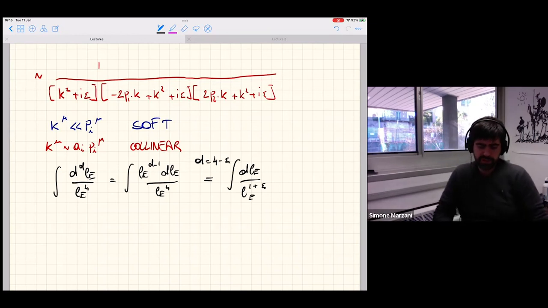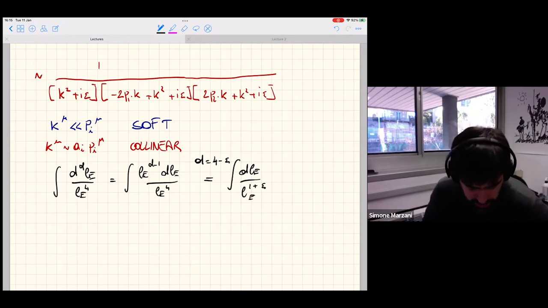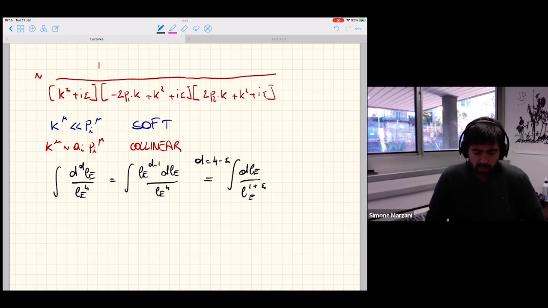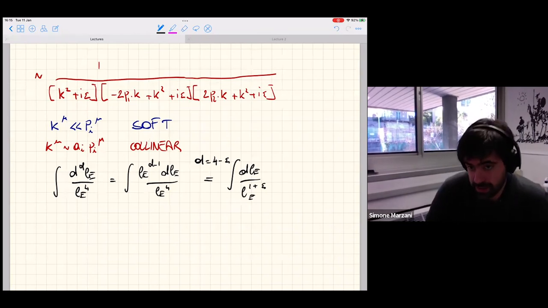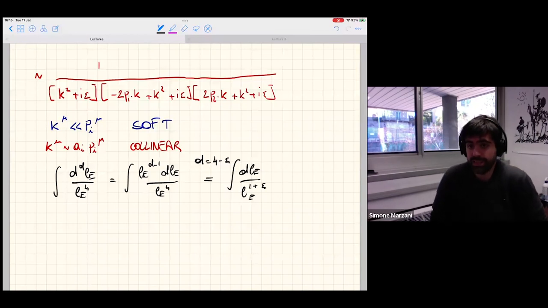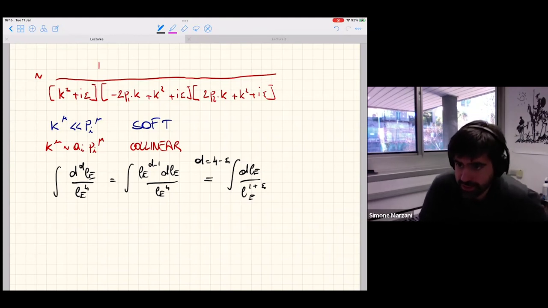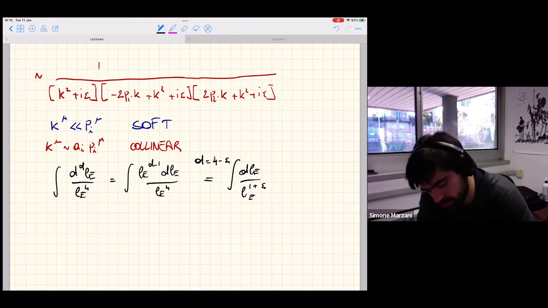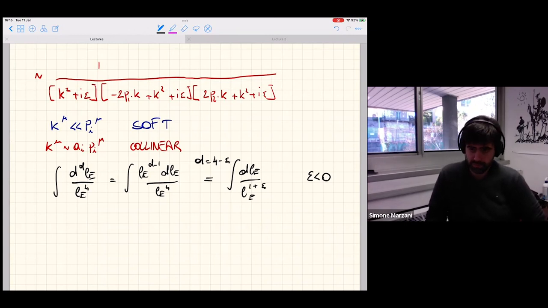Now, you see, that's the subtle point. So I want to use dimensional regularization to regulate this integral in the infrared, so in the region where L squared is small, L goes to zero. If I want to regularize the integral in the infrared, then I need to require epsilon to be less than zero.